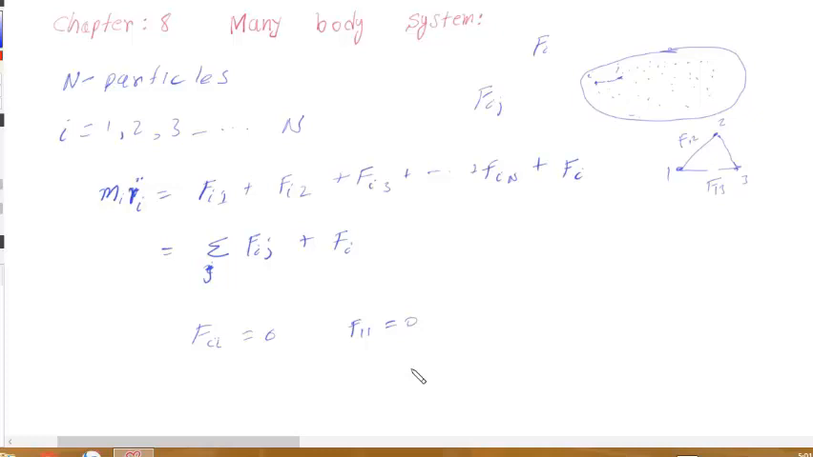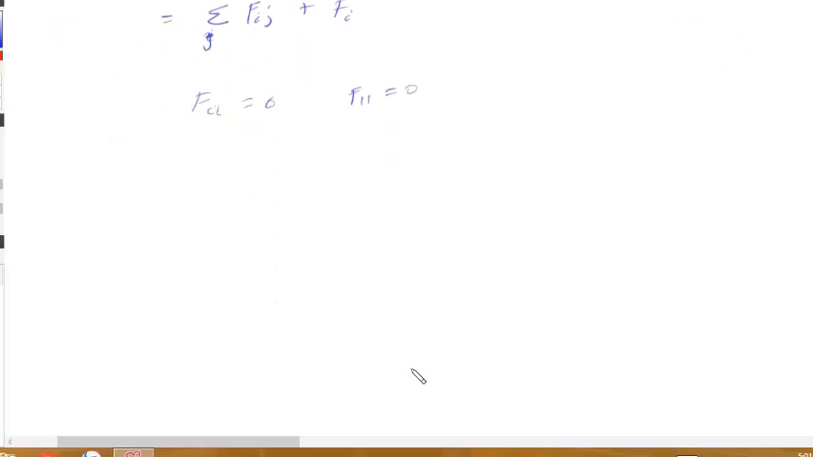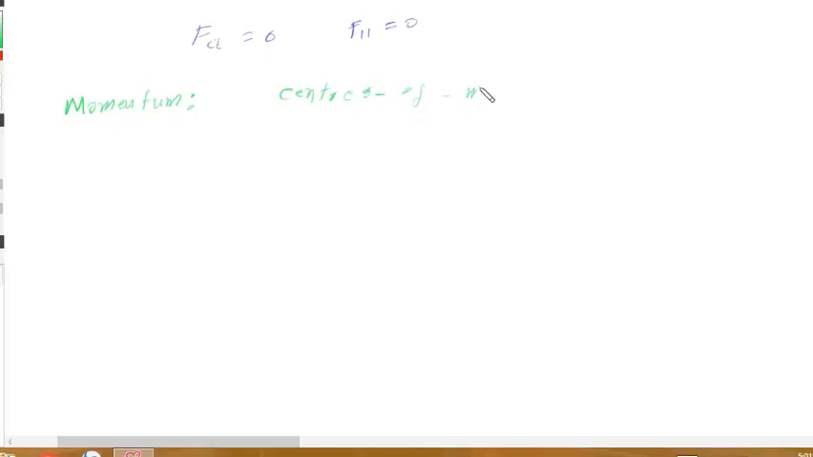Then we will discuss momentum. What is momentum? This momentum is discussed in terms of the center of mass motion. This is the center of mass motion.